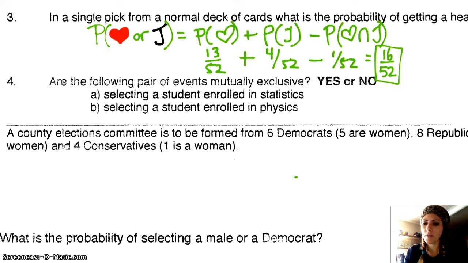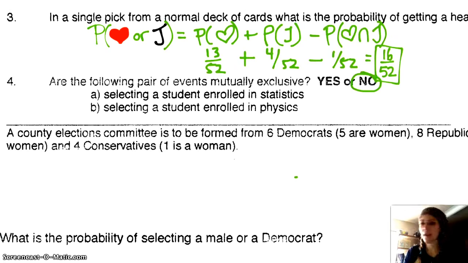Alright, number 4. Are the following pair of events mutually exclusive, yes or no? Alright, number 1, selecting a student enrolled in statistics and selecting a student enrolled in physics. Okay, now the question is, are there any students at Dawson who are taking both stats and physics? If there are any kids who are taking both, then they're not mutually exclusive. You'd have to actually look at everybody's schedules, right, and see if there's somebody taking both. I imagine yes, there are people taking both. So I would assume no for this case.